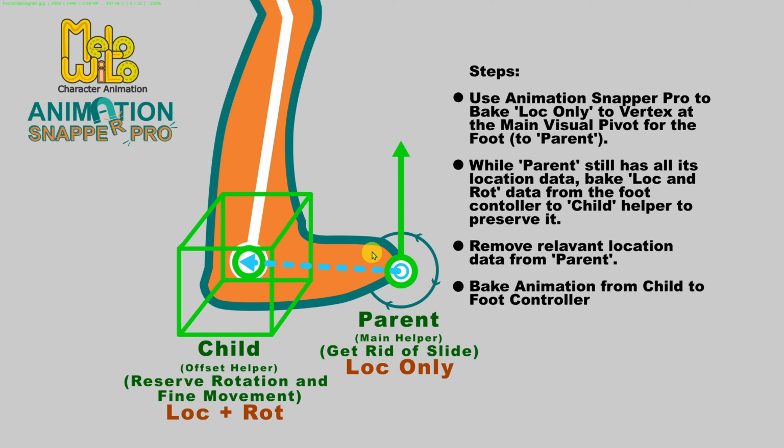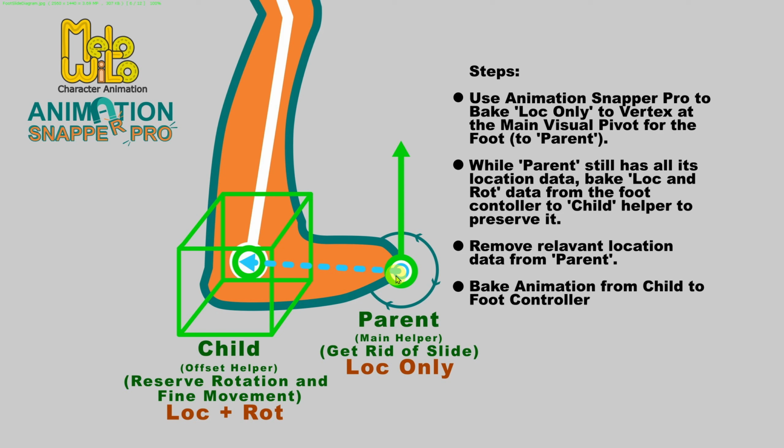While this still has and following the foot perfectly, we then want to bake this controller to the foot controller. So this is then going to have all the original data of the foot controller on it. Then we're going to remove any slide or location data from this one that we don't want at the point that we want to plant it.